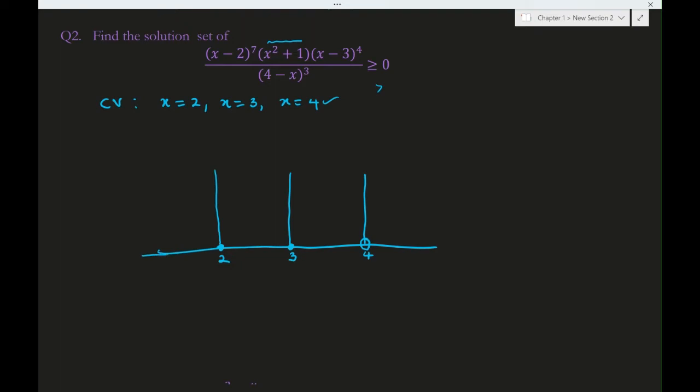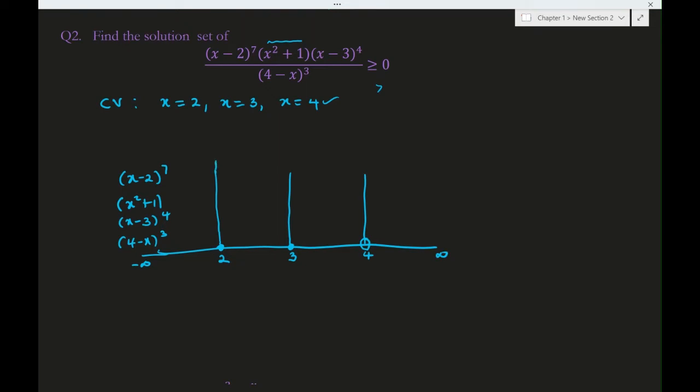So, okay, now let's put our factors. We have x minus 2 to power 7. Then here is x squared plus 1. Then we have x minus 3 to power 4. Then lastly, we have 4 minus x to power 3. Now, don't forget that this is minus infinity and this is infinity.